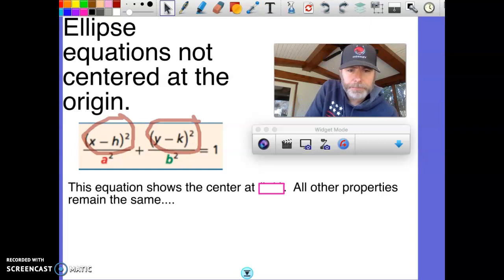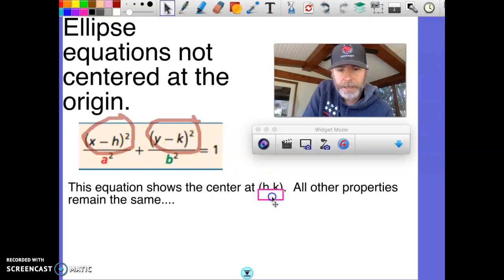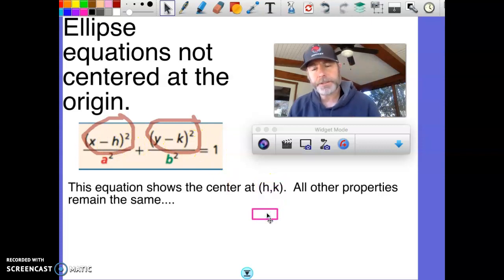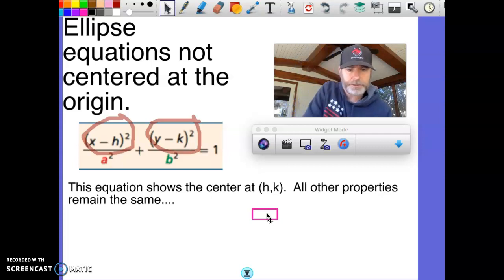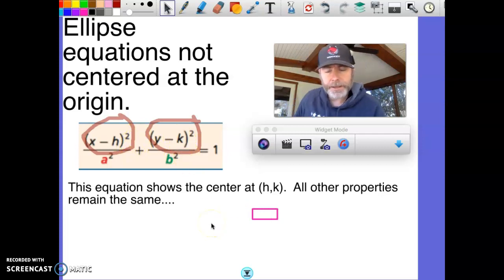So I've circled two pieces in our standard form here. Notice the difference between yesterday. We have a minus h and a minus k in parentheses. All that means is that the center of this ellipse is at h, k, the opposite of what you see in our equation here. And yesterday, all of our ellipses didn't have parentheses. They didn't have any minus signs or an h and a k. That's because they were centered at 0, 0. So the only difference today is we're going to move the center.